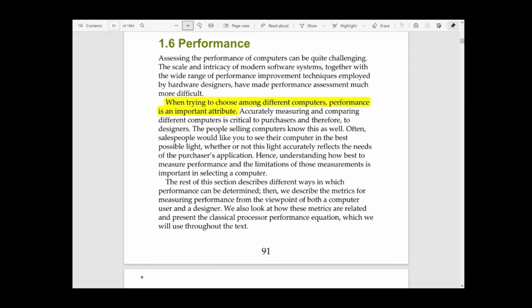Also from this point onwards, whatever I'll discuss in today's lecture, I think I have already discussed in my initial two lectures, but since I want to relate this course with this particular textbook, I'm explaining all these concepts written here from 1.6, that is performance. So what is performance? Why is performance important for a computer?